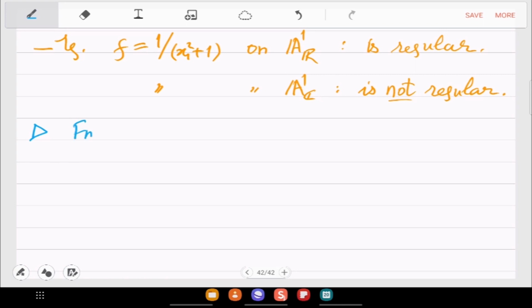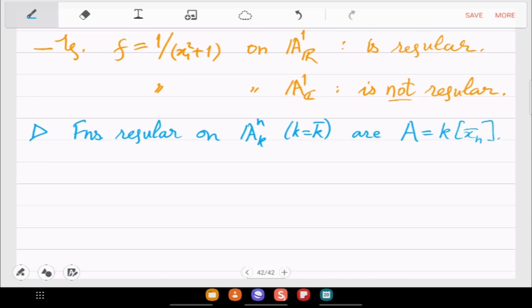So functions regular on the whole affine space, where k is k bar, algebraically closed, are exactly the polynomial ring k[x1, ..., xn] in n variables. This is one simple fact from the definition. You should prove this if interested.